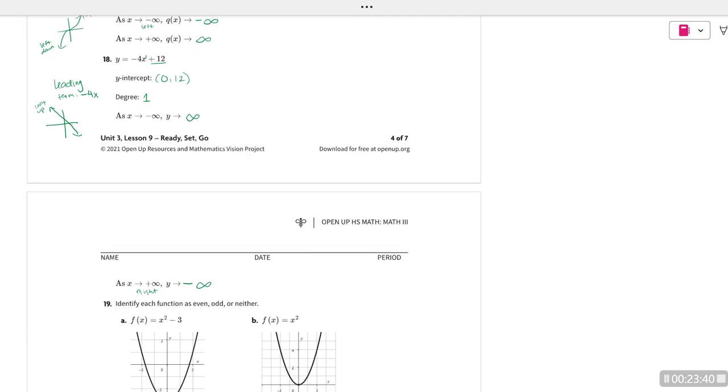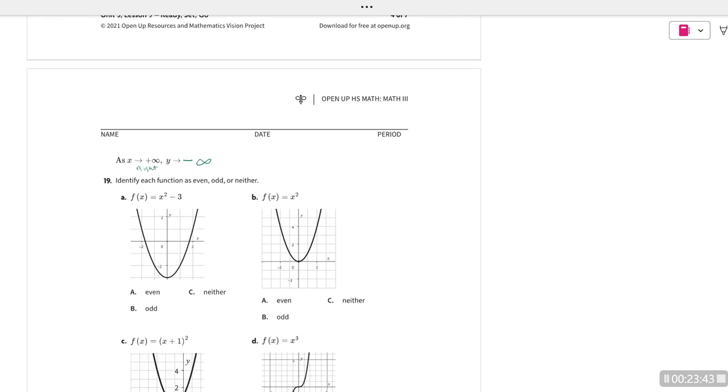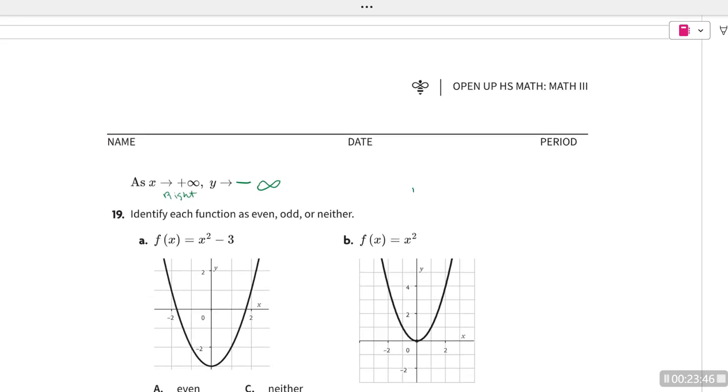Okay, so question 19. Identify each function as even, odd, or neither. So for it to be even, right, it's symmetric about the y-axis. For it to be odd, it's symmetric about the origin.